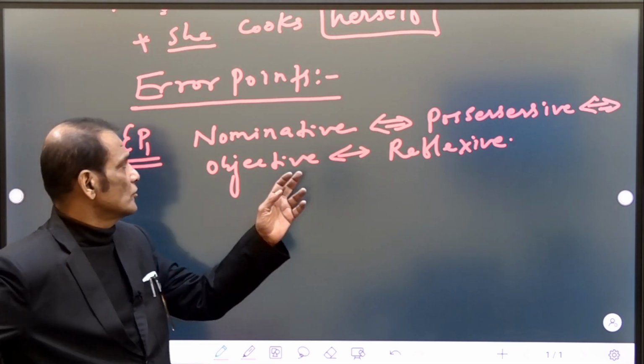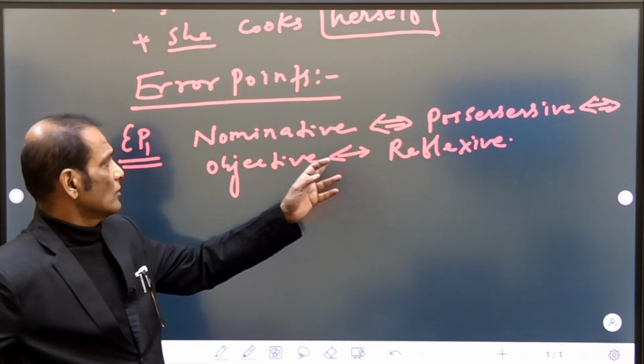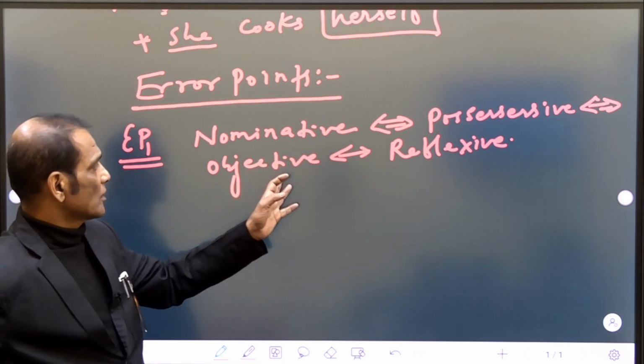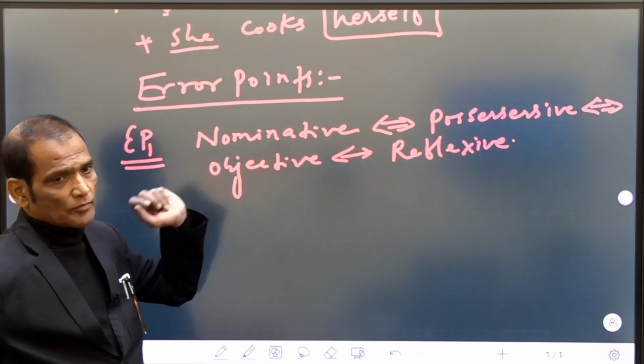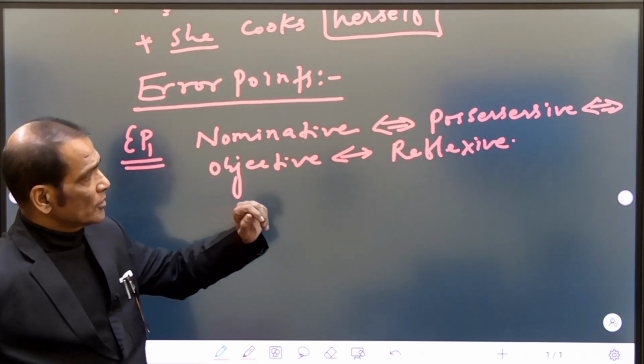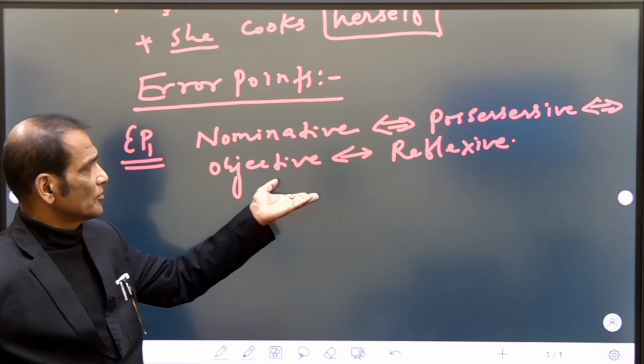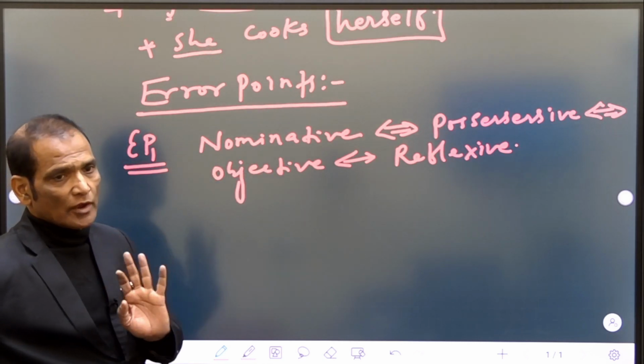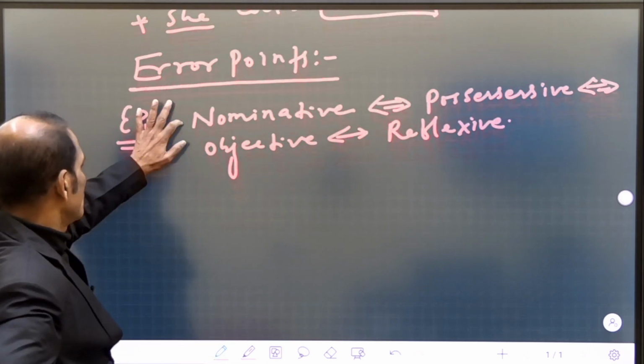If you use reflexive pronoun in place of nominative pronoun, or if you use objective pronoun in place of nominative pronoun, or if you use possessive pronoun in place of reflexive or nominative pronoun, it is an error. See how it is happening.